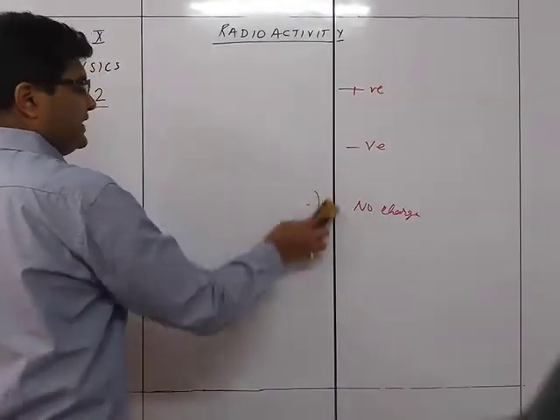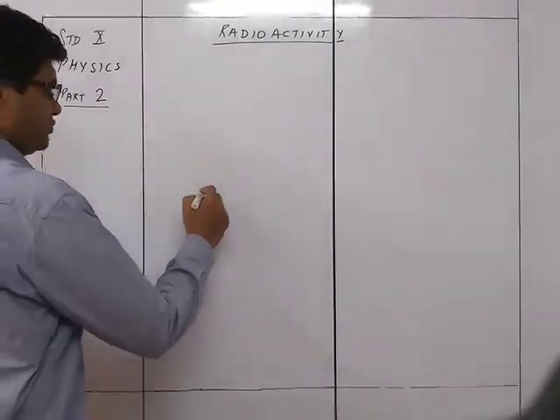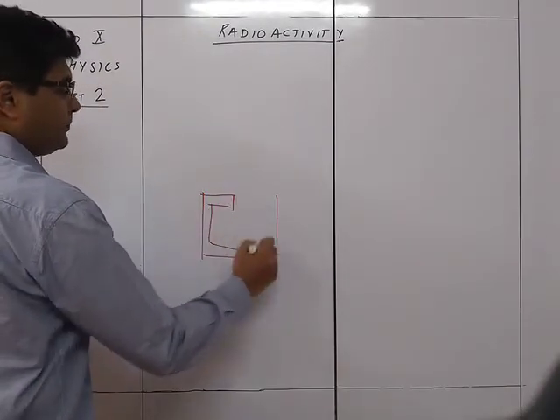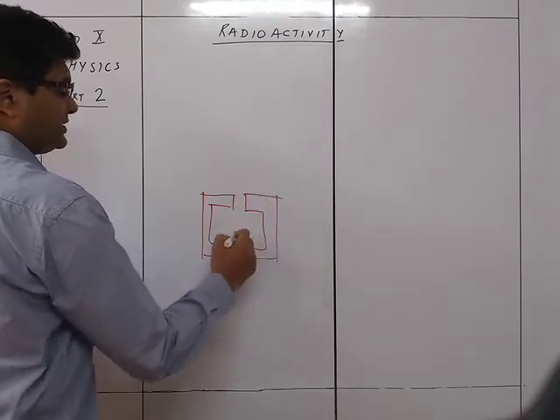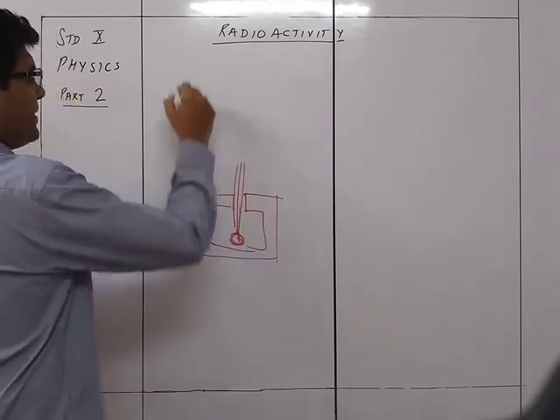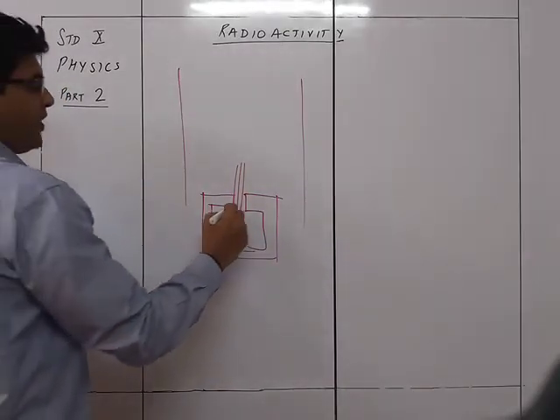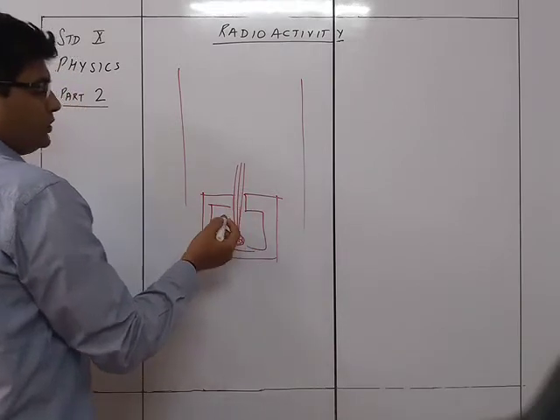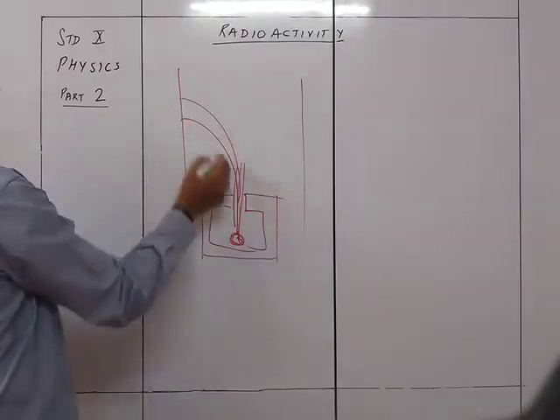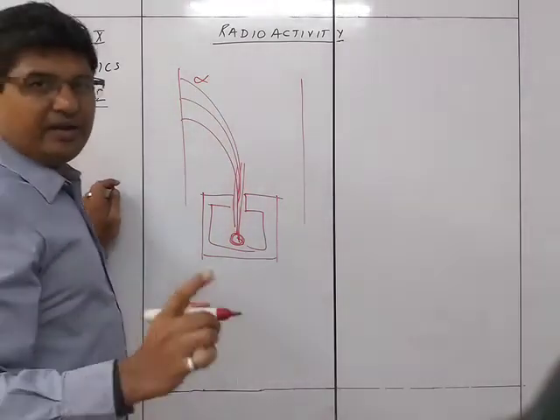So what they said is, this is a container containing radioactive material inside, so it is going to give out radiations. When I place a magnetic field over here, it is found that to the left hand side will be going the alpha particles. These are the alpha particles, and they will not be deviated much.